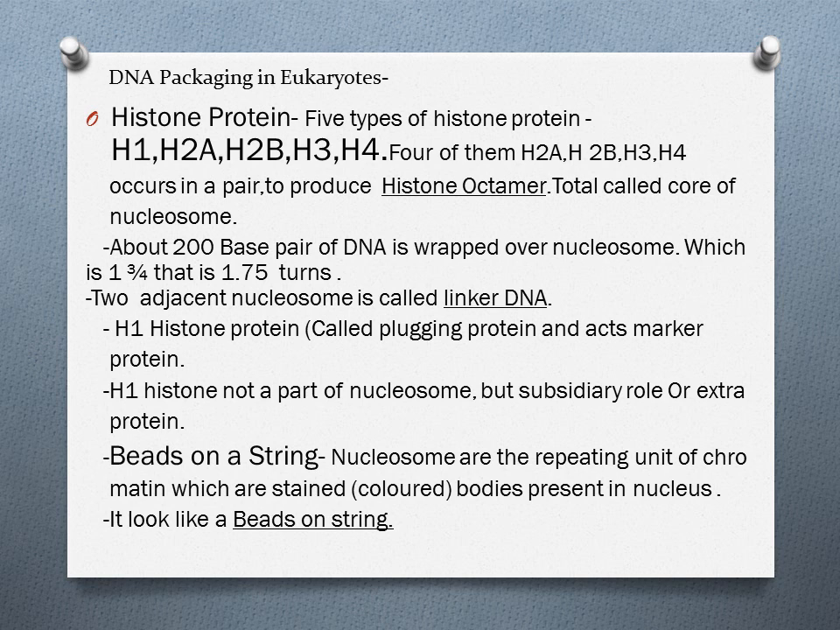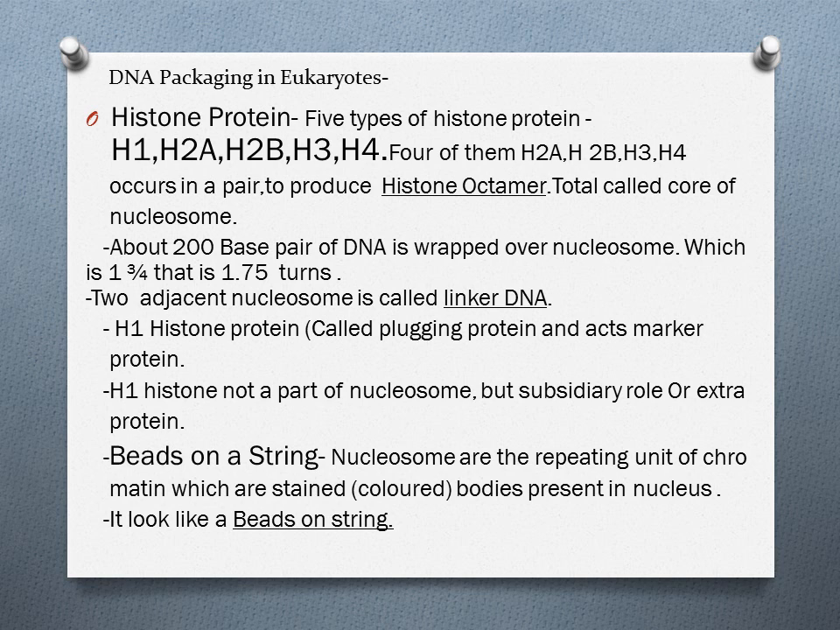And here H1 histone protein. We talk about 5 histone proteins, and in the octamer only 4 occur in a pair. But here H1 histone protein is called plugging protein and acts as a marker protein. म्हणजे ह्या न्यूक्लियोसोमच्या कडला जो हिस्टोन प्रोटीन असतो, H1 histone is not a part of nucleosome. Nucleosome फक्त आणि फक्त is made up of octamer histone protein and wrapped DNA, that is the nucleosome. But H1 histone protein has a subsidiary role, it is an extra protein.